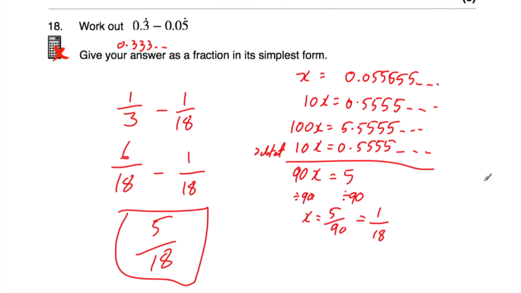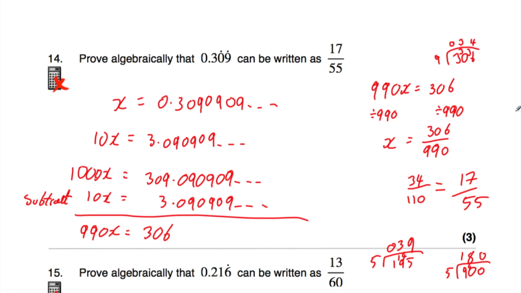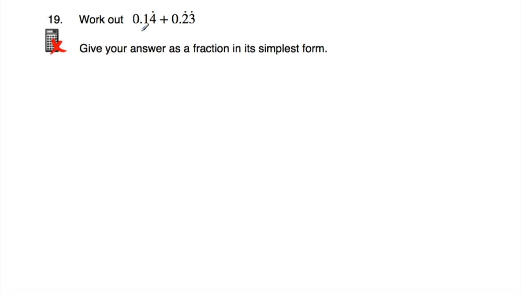And that's it. Okay, let's have a look at our next question, question number 19. So question number 19 says to work out 0.144444 plus 0.232323 and so on, and to give our answer as a fraction in its simplest form. So we need to change both of these recurring decimals into fractions. So let's start off with this one.